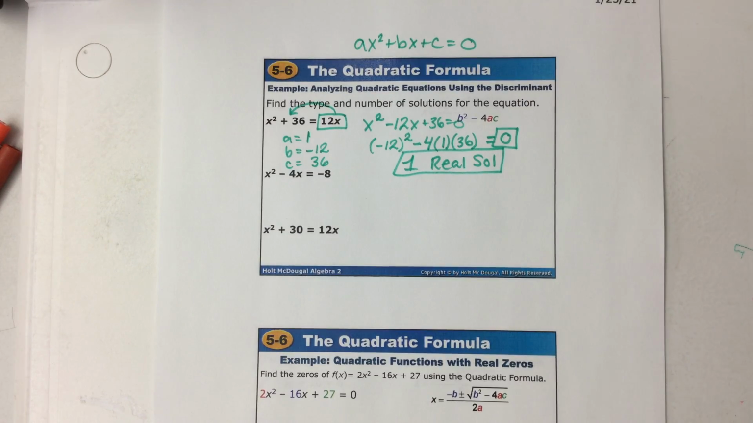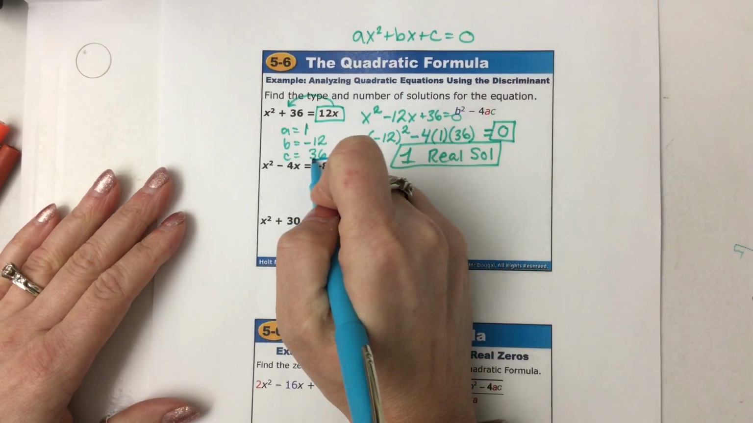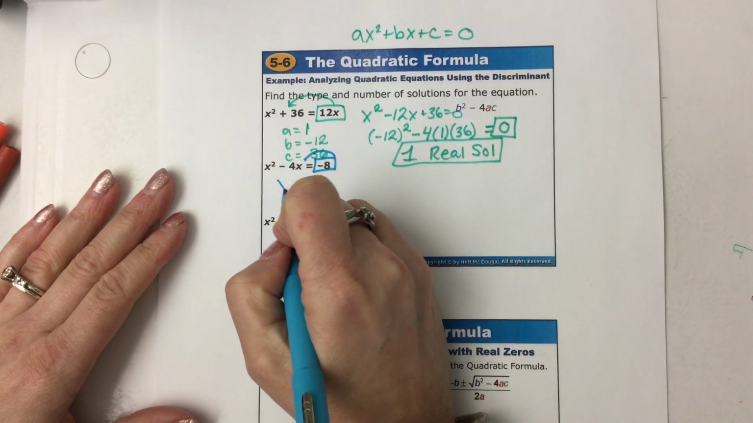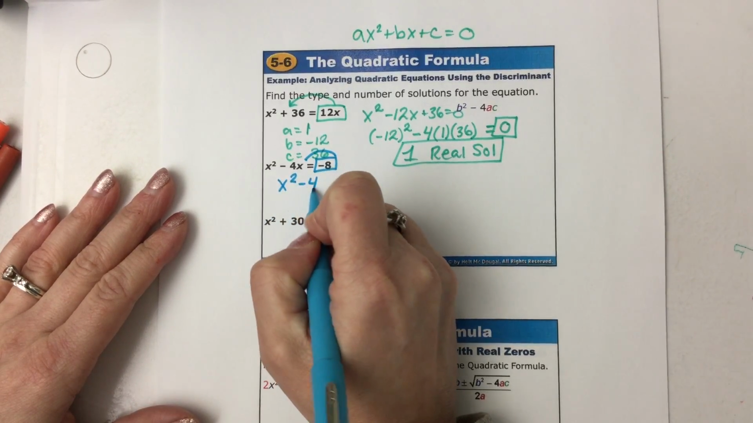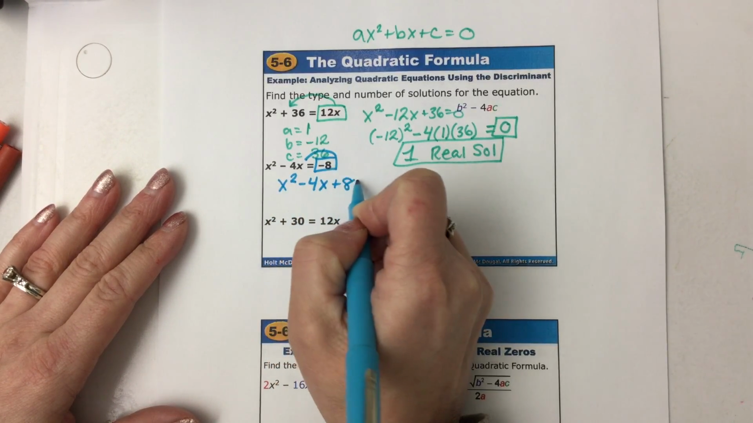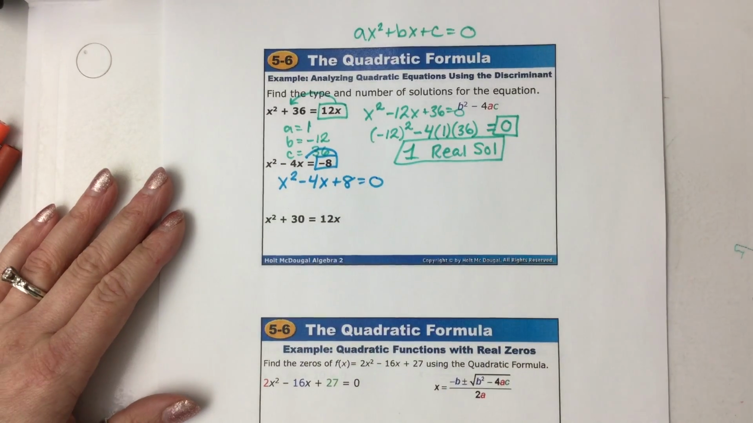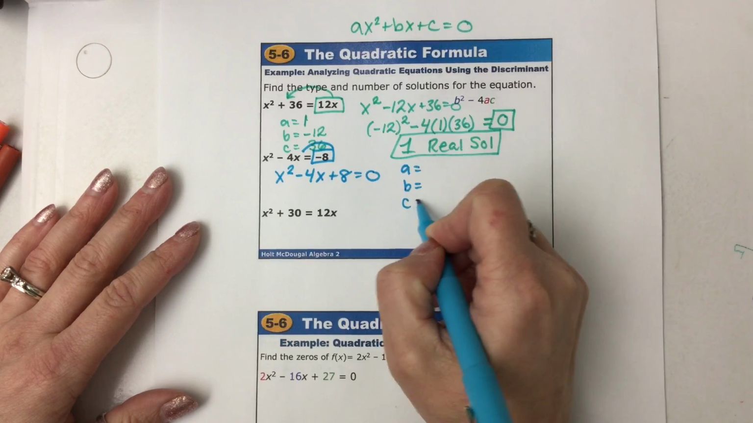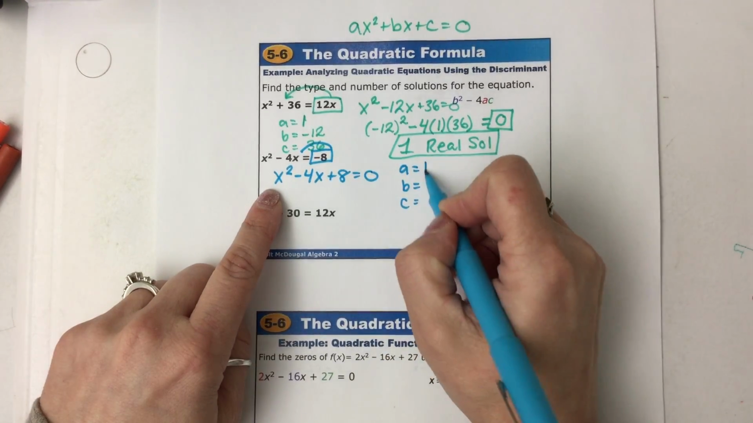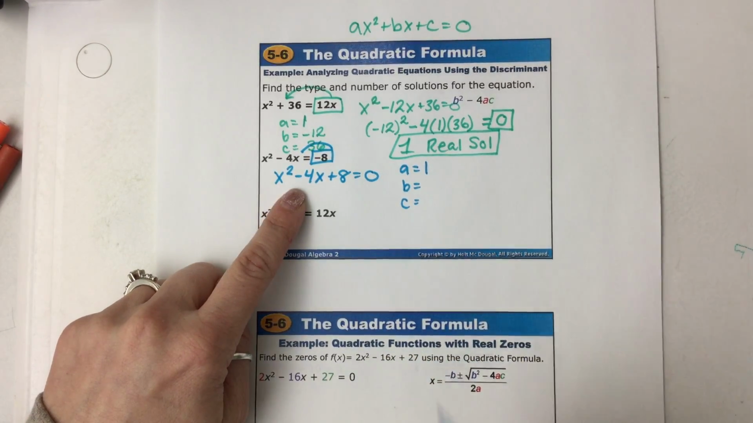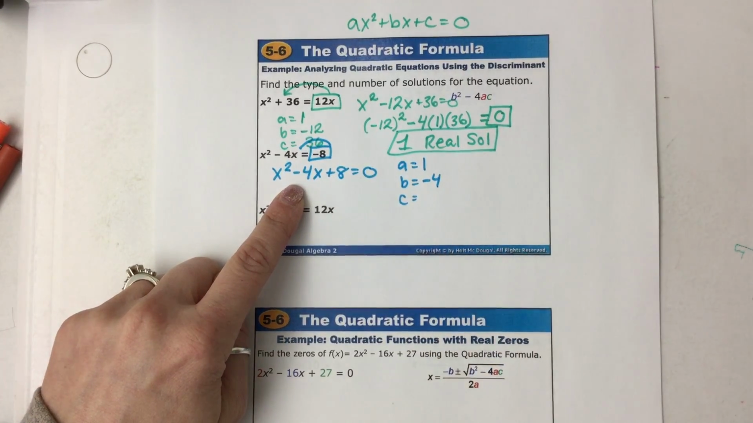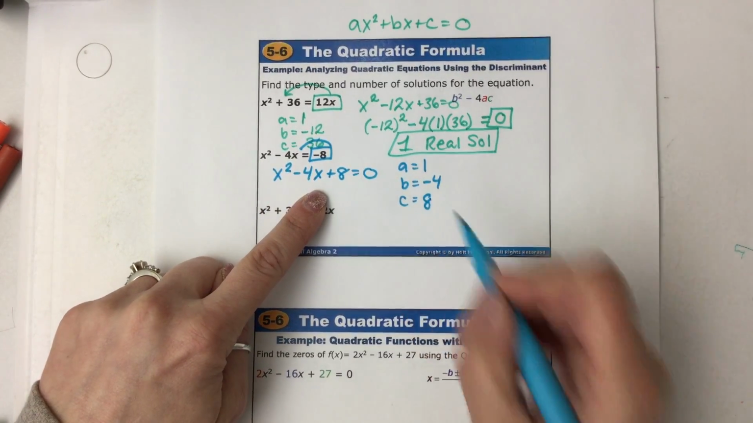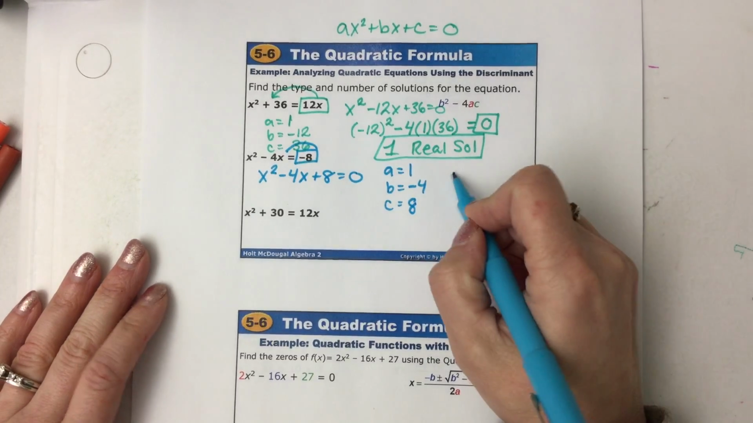Step 1, you need it set equal to 0. So I need to take this minus 8 and add it over. X squared minus 4x plus 8 equals 0. Once it's set equal to 0, go ahead and figure out what is a, what is b, what is c. A is the number in front of x squared. B is the number in front of x. C is the number at the end.